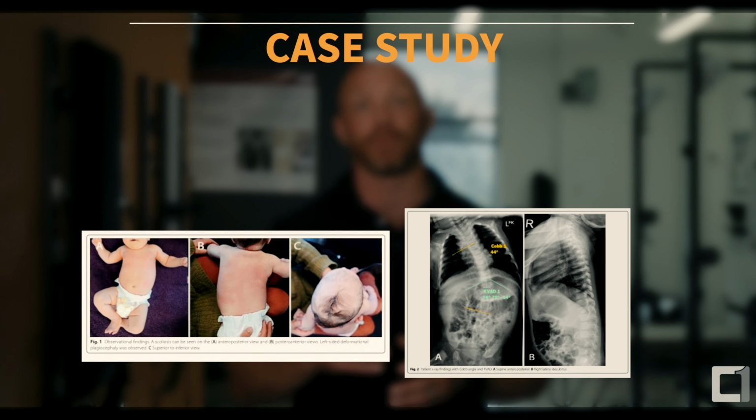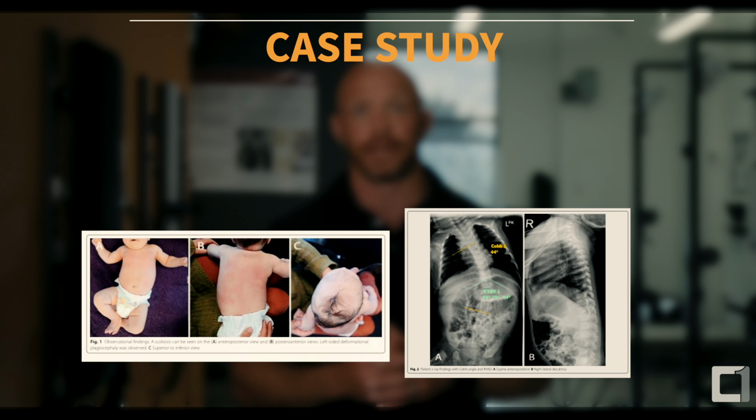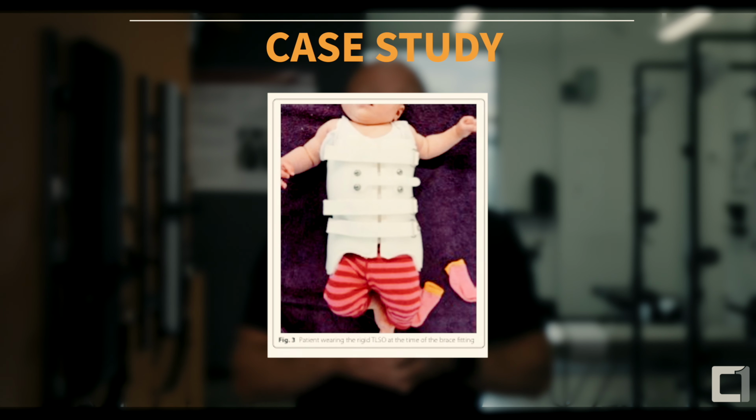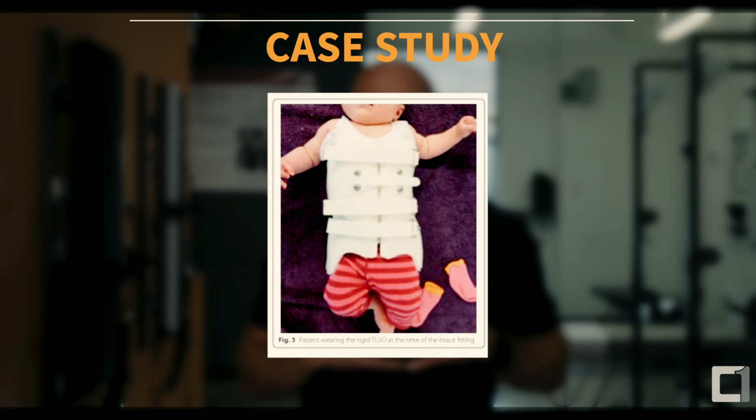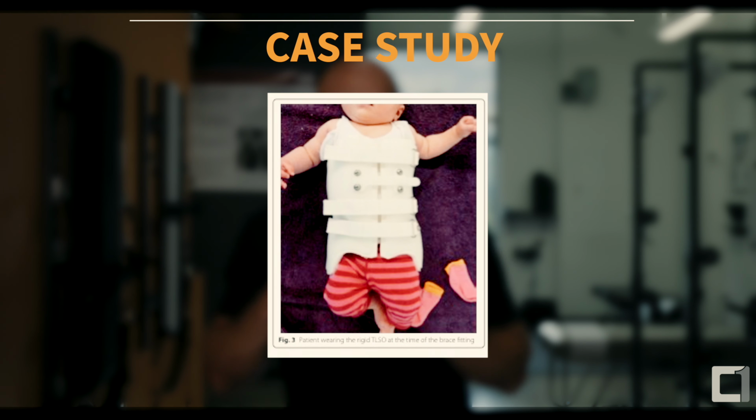Now, I want to show you a couple different case studies. Now, this first case was an infant that was referred to a Scoli-Brace provider at 11 months. And this patient had a 44-degree scoliosis. And the patient was prescribed a custom overcorrective scoliosis brace that actually put the baby in an overcorrected position.